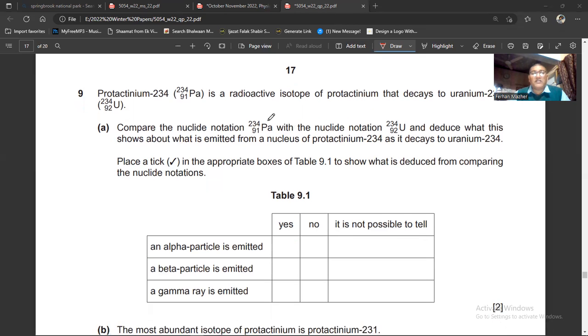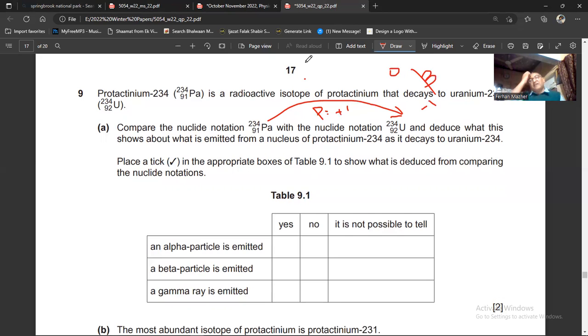If you look at them here, you can see the proton number has increased by 1. The nucleon number, which we call the mass number, has not changed. And how is this possible? This is only possible when a beta particle is given out.